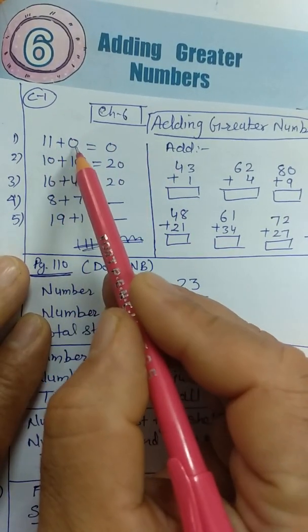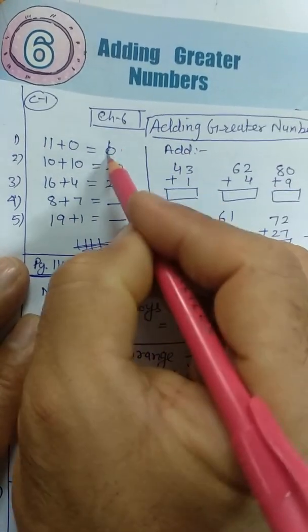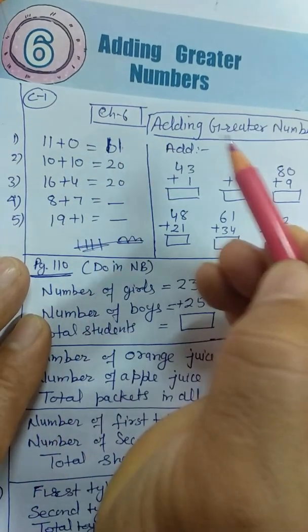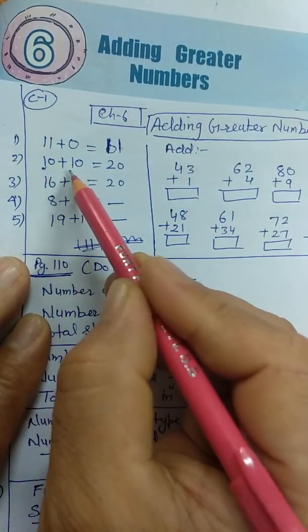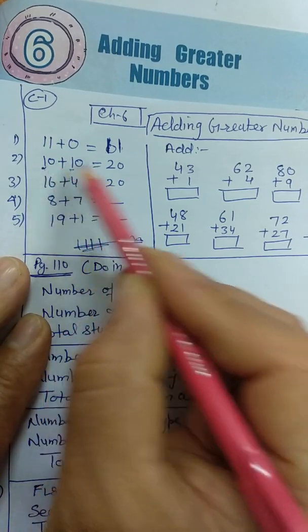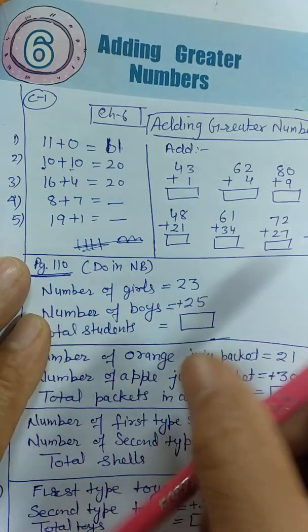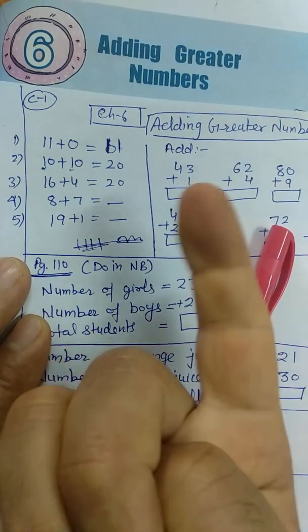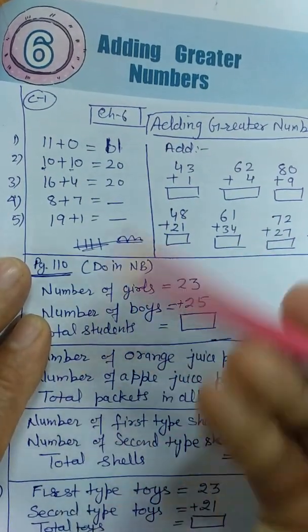Now if you add 0 to any number, it becomes the number itself. So 11 plus 0 is 11, and if you add 10, then you just add 1 and 1. 1 plus 1 is 2, and 0 will be like this only. If you add 4 to 16, after 16 you count 4 like this: 17, 18, 19, 20. So this way you can add this.